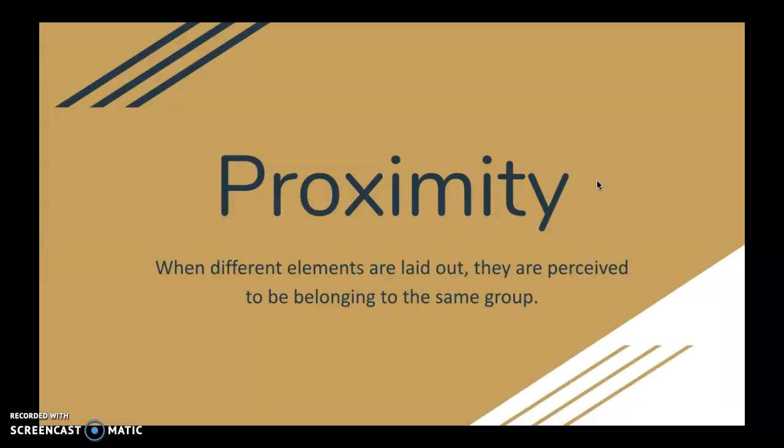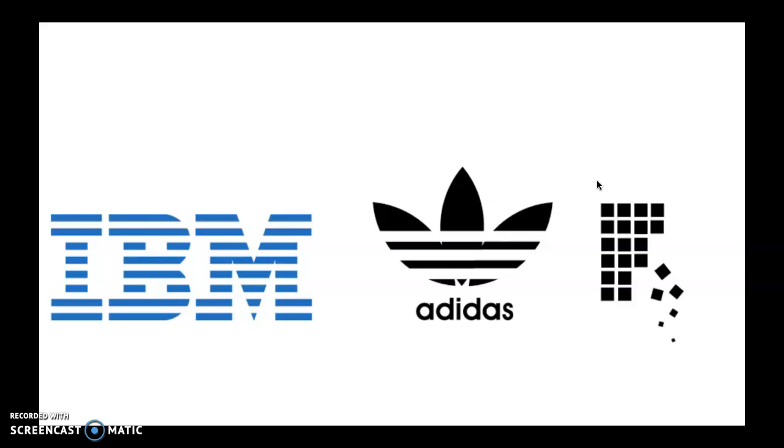Okay, so first we've got proximity. This is all from Gestalt's laws. When different elements are laid out, they are perceived to be belonging to the same group. So here you see, like for the IBM logo, you've got the different lines, but our eye won't let us see the lines because it knows that there's letters in there. So we can see the I, the B, and the M, and we know that that represents that logo.